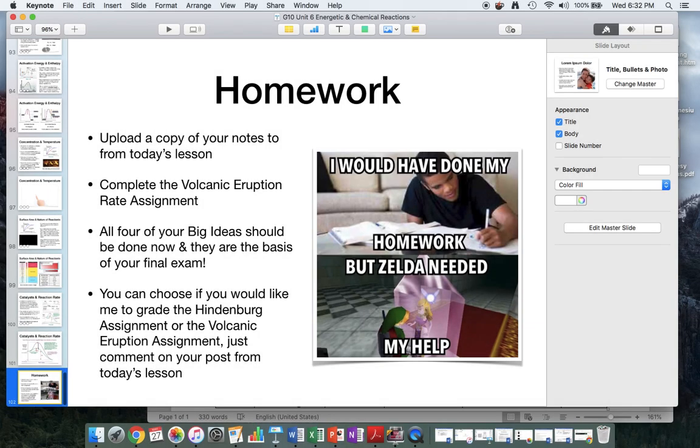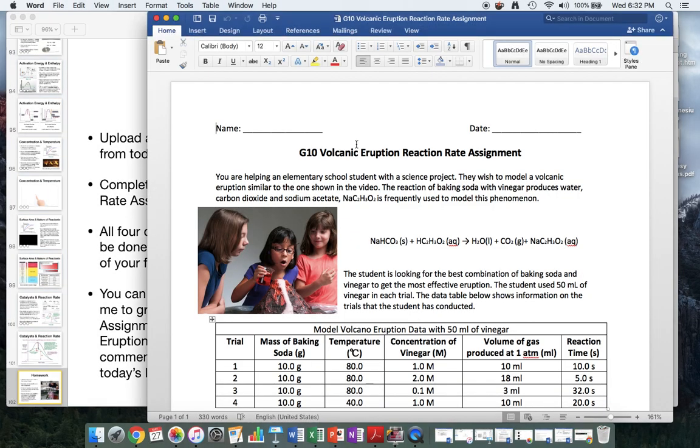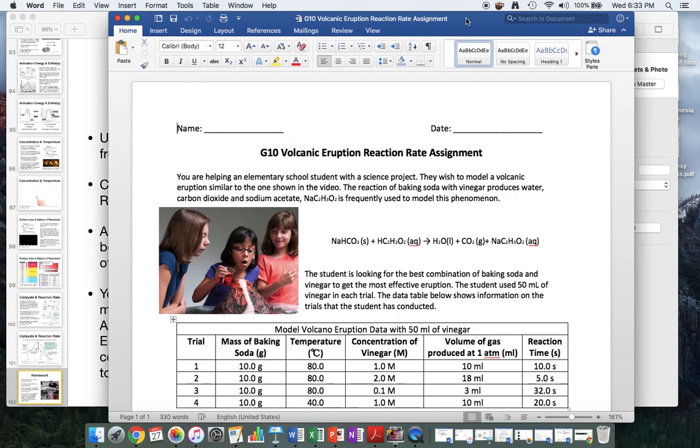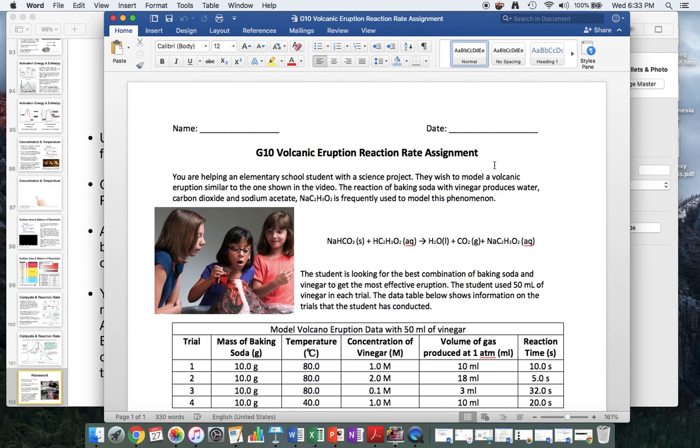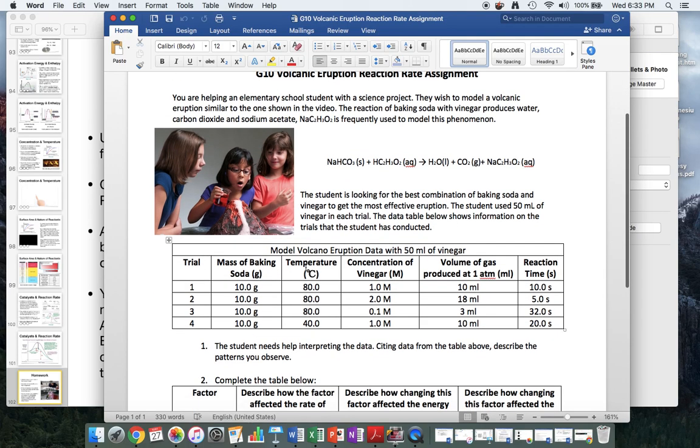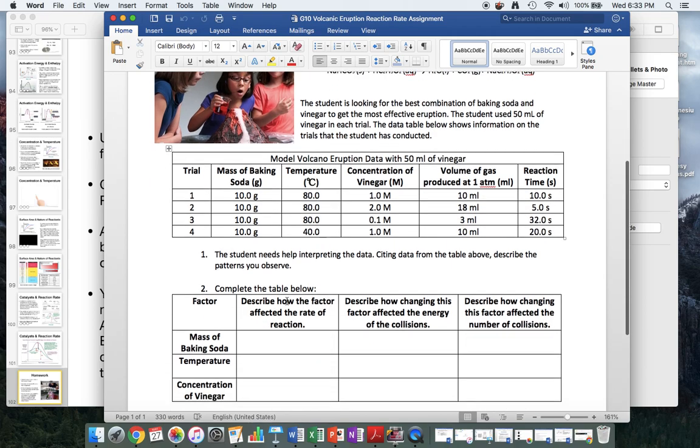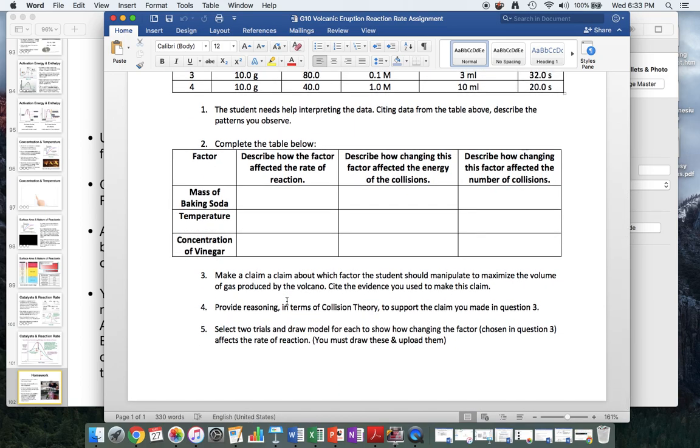Okay, the last thing I want to show you is your assignment. This is the second option for this unit, and you have the option to do this one instead of the Hindenburg one. We could do both, but for me to grade just one. What you're looking at here is the reaction rate for a volcano, where you have baking soda plus vinegar, and an elementary school student wants to make the biggest eruption, and they want your chemistry expert knowledge to help them. So here's a bunch of data on things affecting reaction rate at different factors they've tried out, and you're going to answer these 5 questions about it.